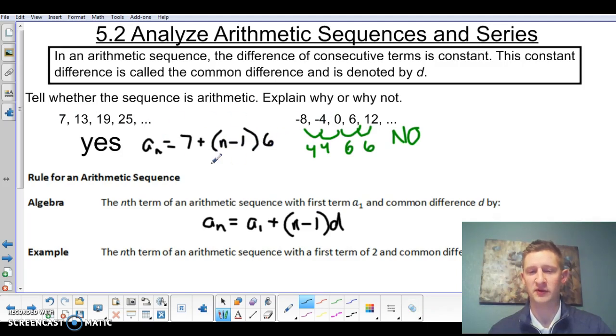Now, typically, you won't leave it in this format. You'd probably distribute the 6 and then clean it up a little bit. To show you what that looks like when we're all done, if I distribute the 6, I have 6n minus 6. There was a 7 here that I was adding to these expressions. The 7 and the -6 go together, so in the end, the rule for that particular function would be 6n plus 1. There would be an explicit formula that gives me the terms of this sequence.